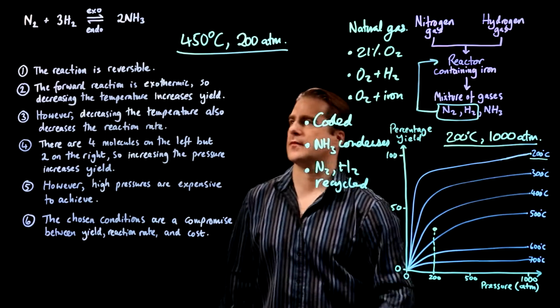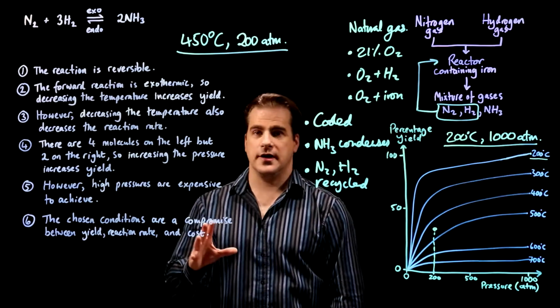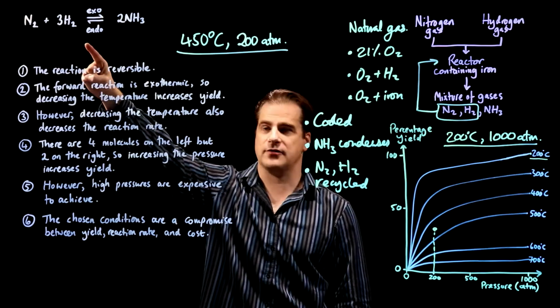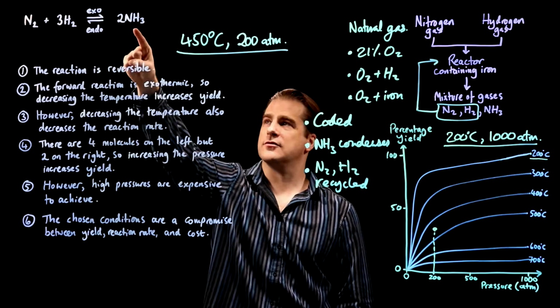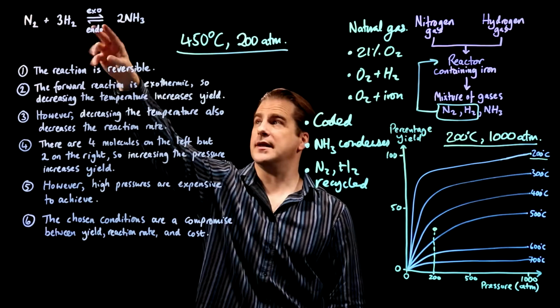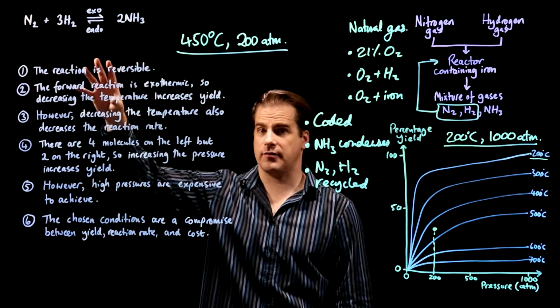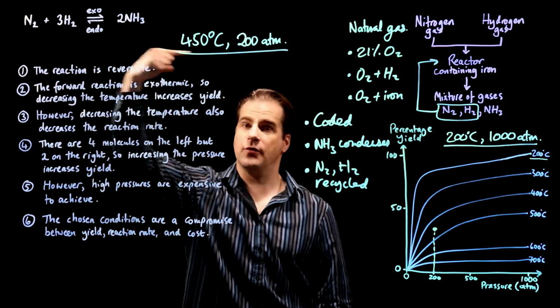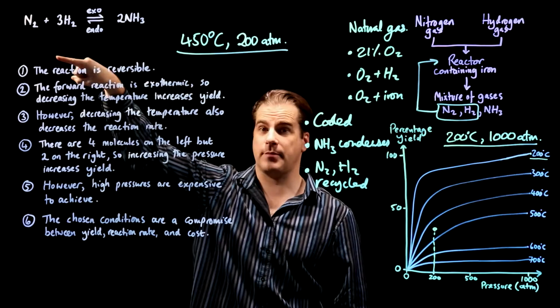Okay, so in the exam, first thing to do is write down that N2 + 3H2 ⇌ 2NH3. The double arrow meaning it's a reversible reaction. That's very important. And remember, it's exothermic in the forward direction and endothermic in the backward direction.